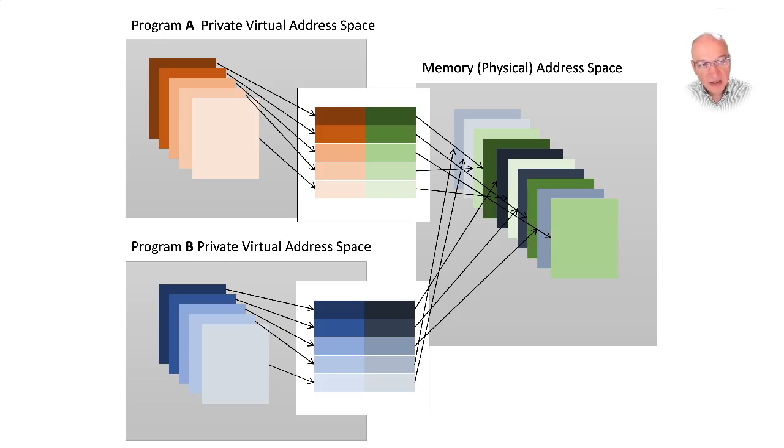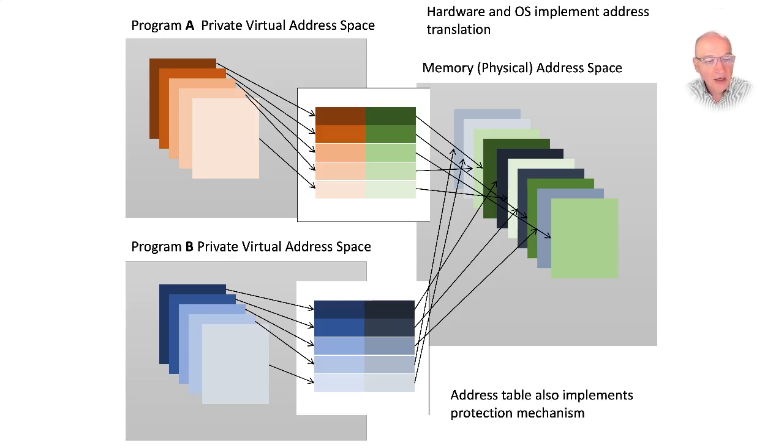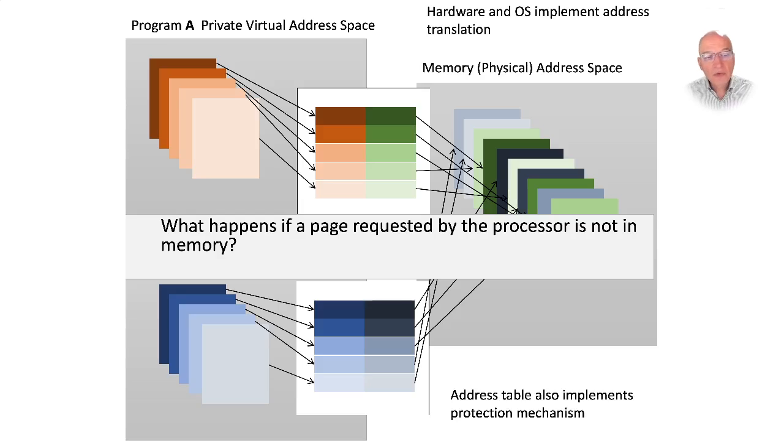So this is the mapping that I have. The hardware and the operating system will implement this address translation and will jointly maintain this mapping. The address table will also implement a protection mechanism. We're going to see in some more detail the control registers used in RISC-V for this protection mechanism. So one of the questions that we need to answer right away is the same thing that we did when we studied cache, when we had to decide what to do when a block was not in the cache when requested. What happens if a page is requested by the processor, but it's not in memory?